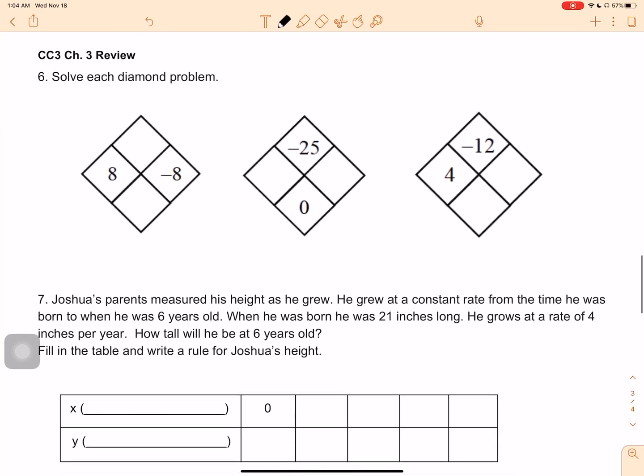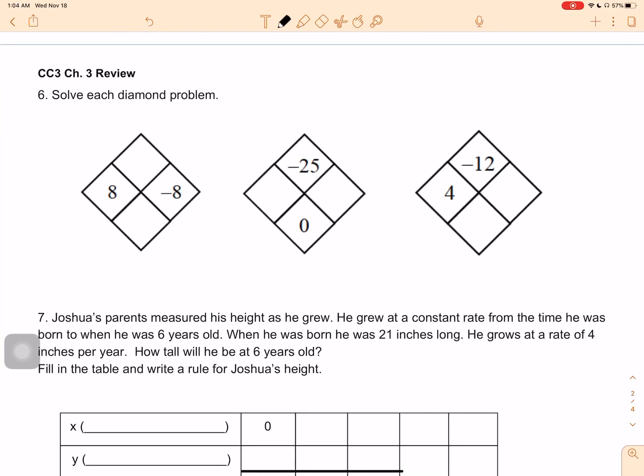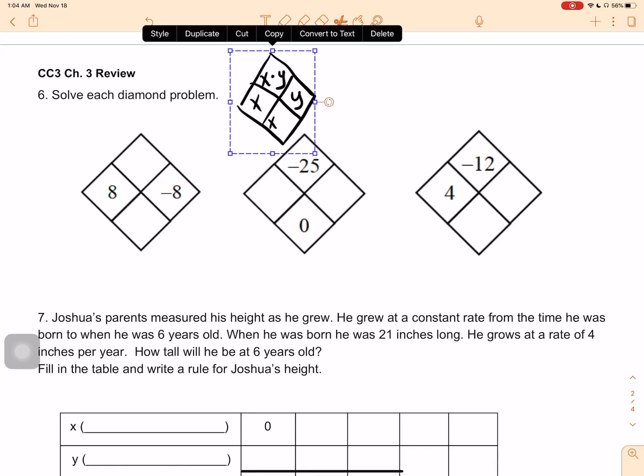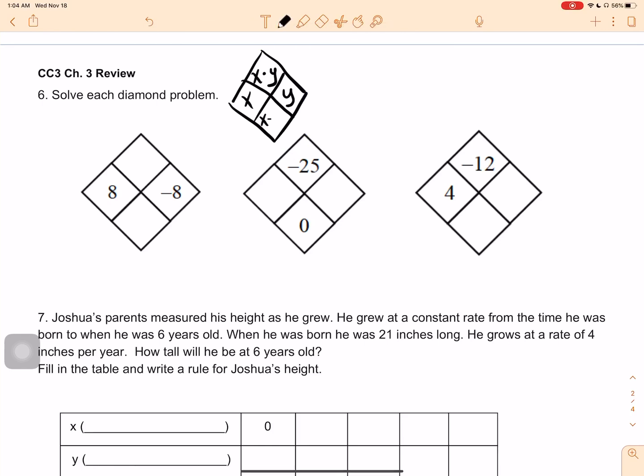All right, diamond problems. This is the rule of thumb: if you have any two numbers, let's just call the two numbers x and y, we multiply them to get the top, and then we add them to get the bottom.